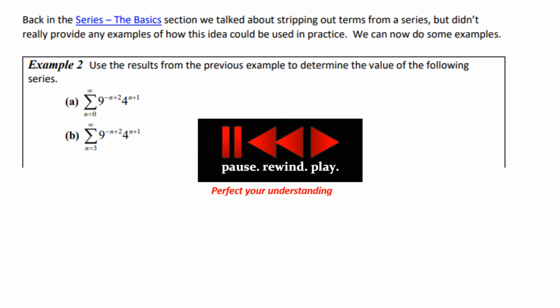Now, previously we talked about stripping out terms, and here's a couple of examples, and notice that these start in different places. Here we start at n equals 0, and here we start at n equal 3, but we're talking about using the results from the earlier example to determine the value. You know what to do. Let's see how you did.